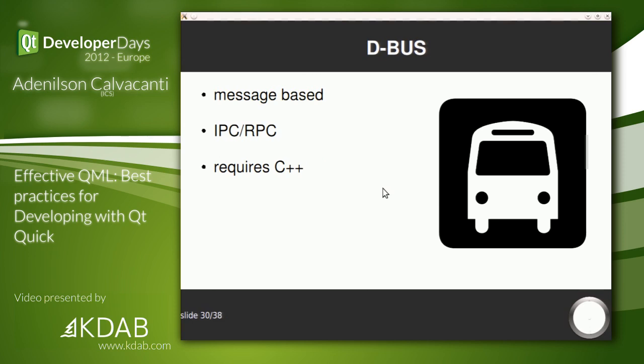All right, what is D-Bus? It's message-based. It's the standard way of IPC and RPC on Linux. It requires C++ because at this moment there is no QML integration with D-Bus.